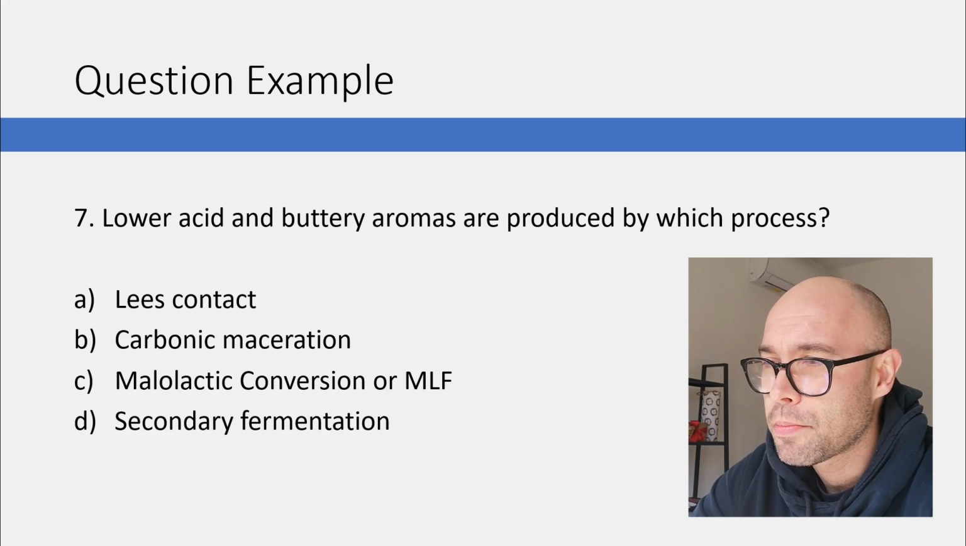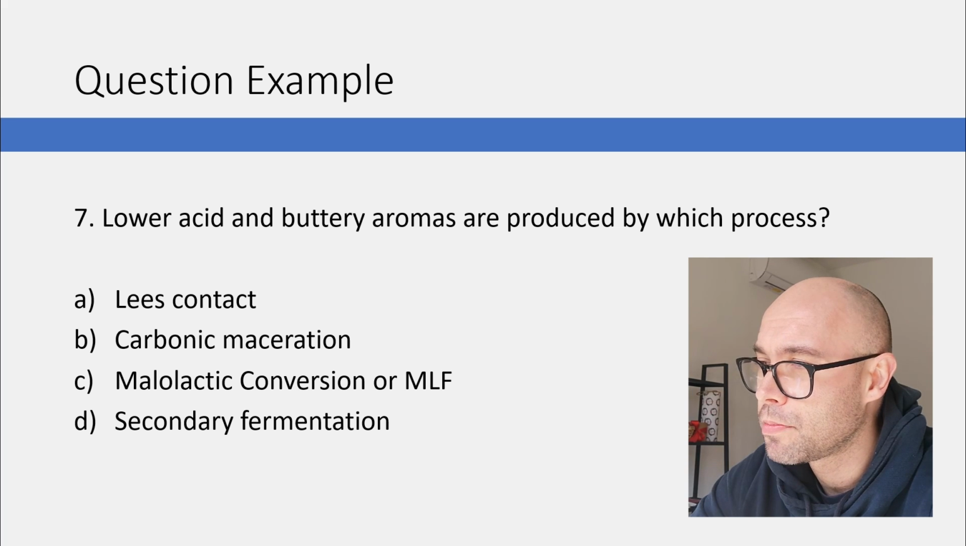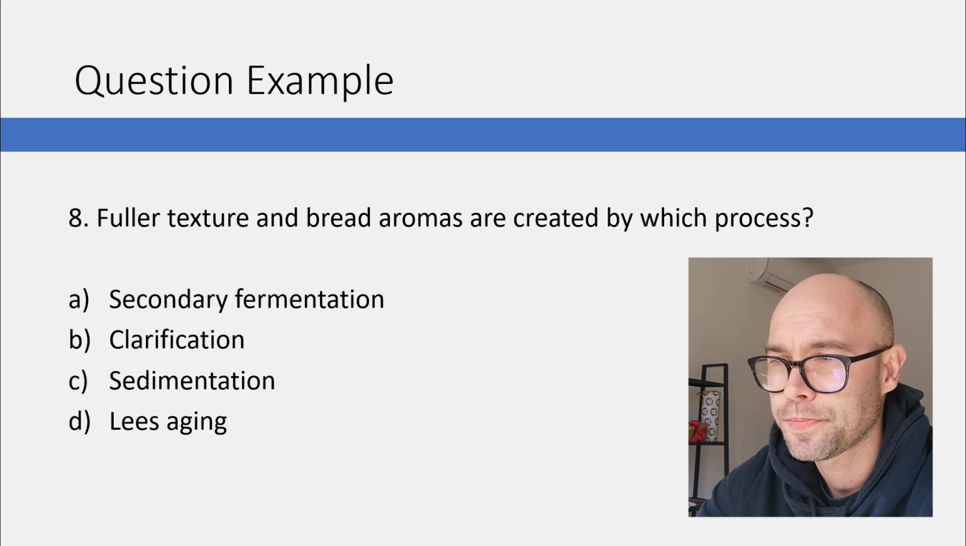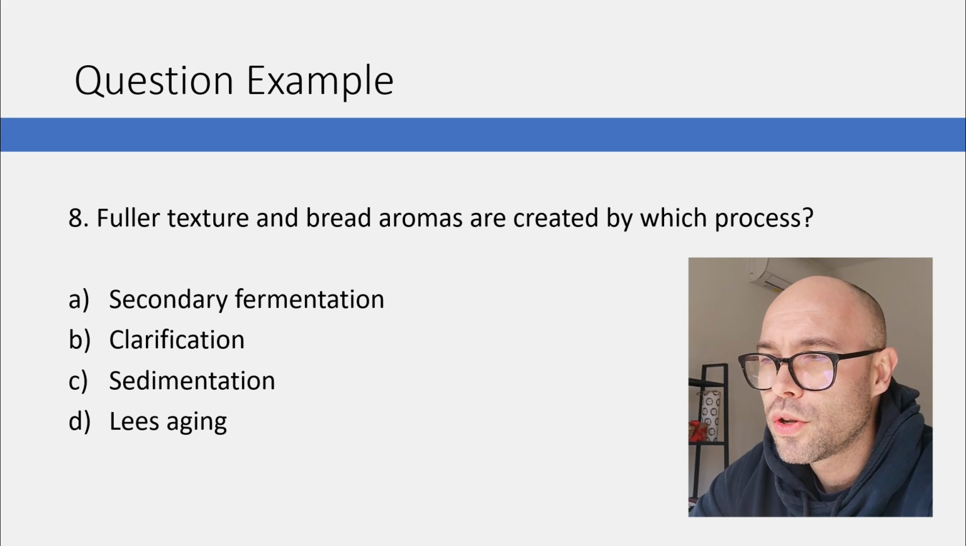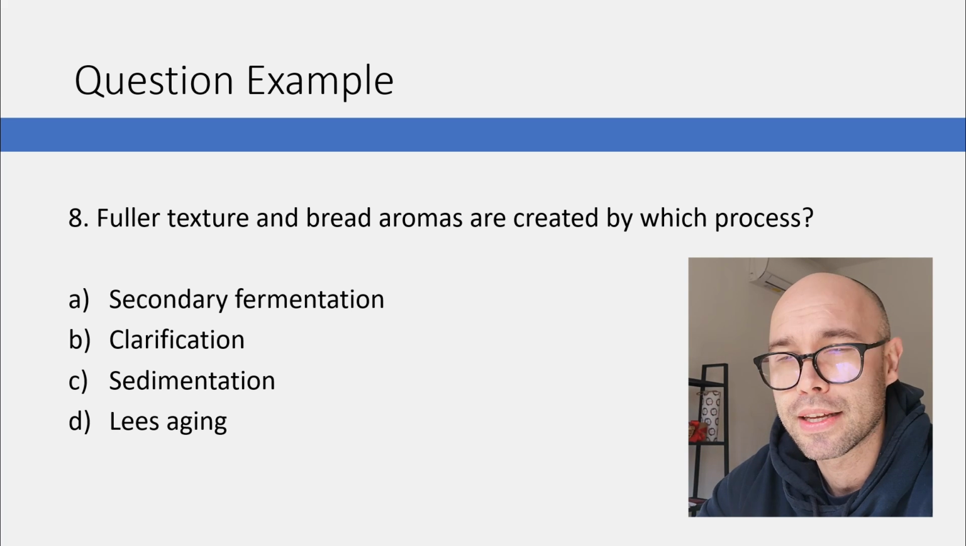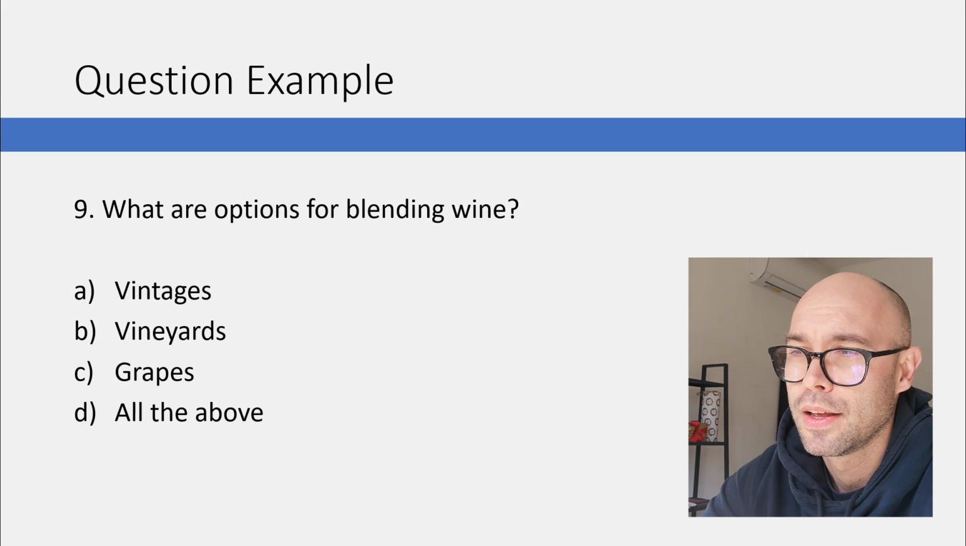Lower acid and buttery aromas are produced by which process? Least contact, carbonic maceration, malolactic conversion or MLF, or secondary fermentation? The correct answer is C, malolactic conversion. Fuller texture and bread aromas are created by which process? Secondary fermentation, clarification, sedimentation, or lees aging? The correct answer is D, lees aging.